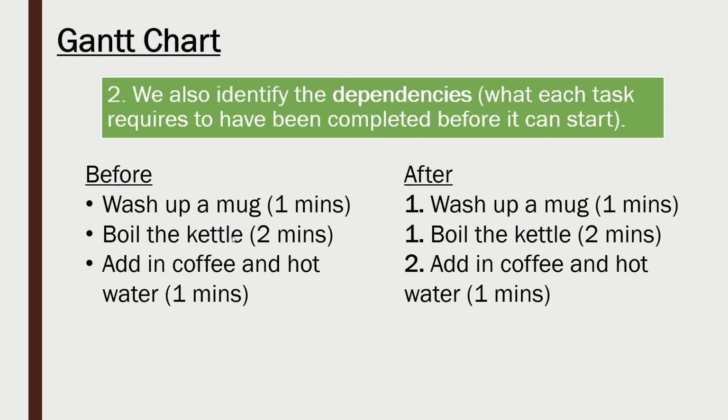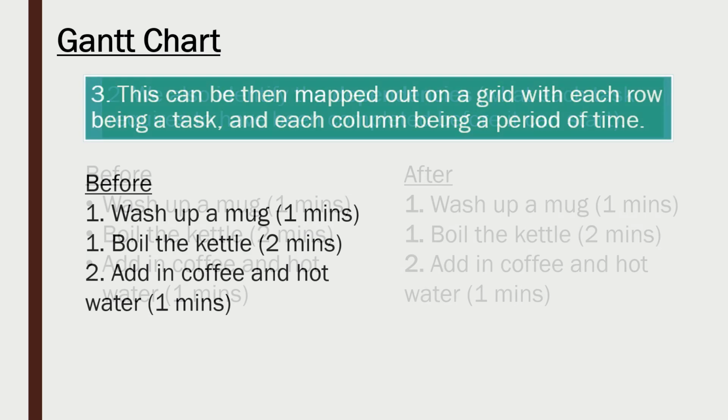So I need to do the first 2 tasks first, then I can do adding in the coffee and the hot water. So adding in the coffee is going to be dependent on my first 2 tasks being done. And so I've labelled the first 2, both with 1, to show they can be done first, and I've got the second one here. So both the top 2 tasks can be done concurrently, in parallel, in theory at least.